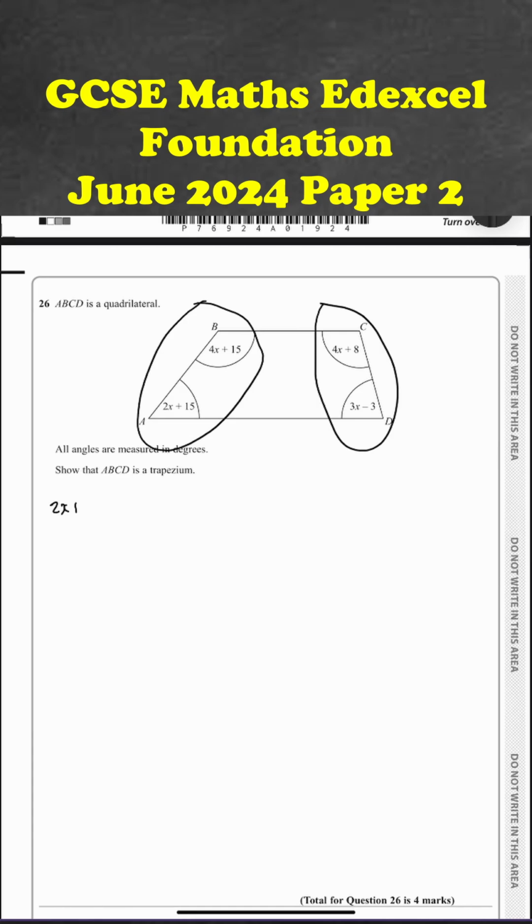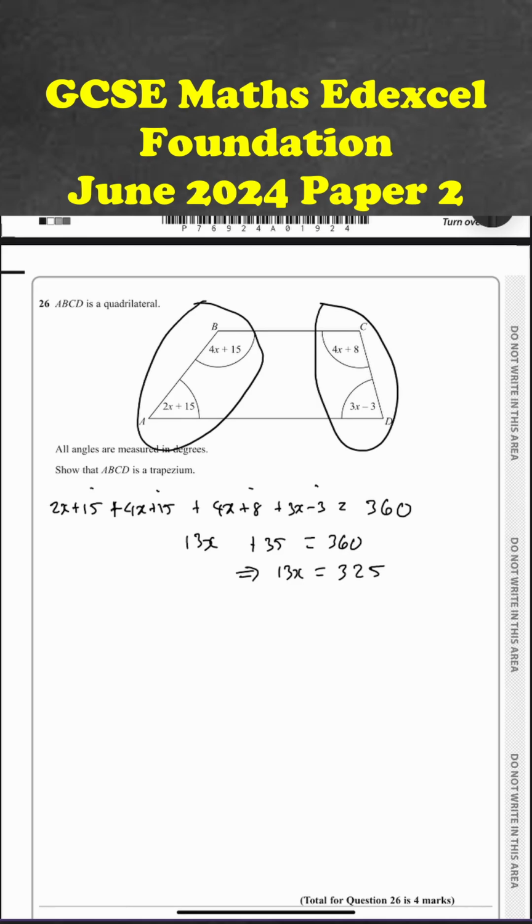So we're going to say 2x plus 15 plus 4x plus 15 plus 4x plus 8 plus 3x minus 3. This should equal 360, as it's a quadrilateral. So if I look at just the x's, that's 13x. Just the numbers is 15, 30, 38, 35 equals 360. Therefore, 13x equals 325. On my calculator, I'll do 325 divided by 13. We get x equals 25.